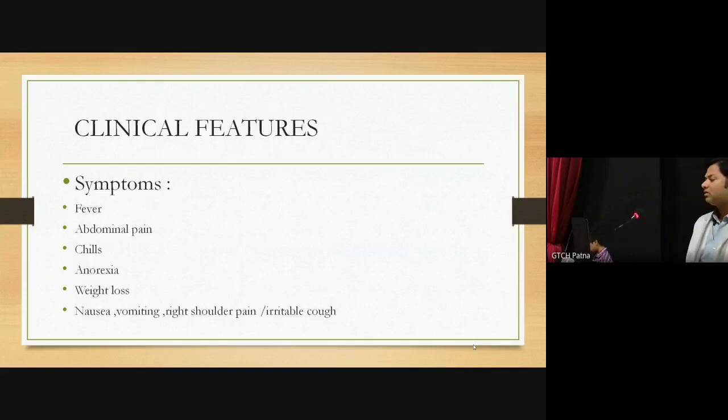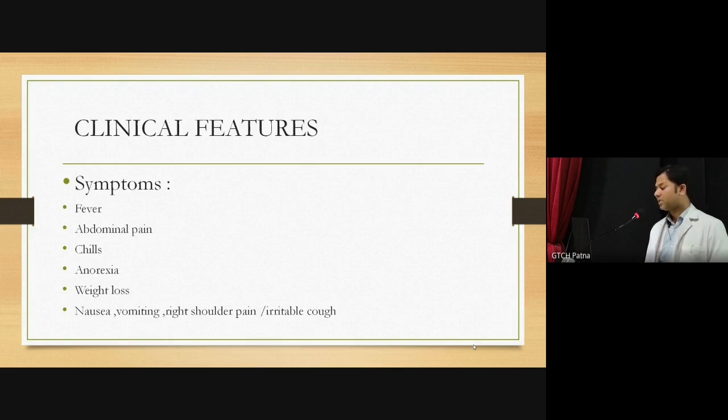I was discussing the clinical features. Let's talk about the symptoms first: fever. These are the things complained of by, or told by, the patient: fever, abdominal pain, chills, anorexia, weight loss, nausea, vomiting, right shoulder pain, and an irritable cough.